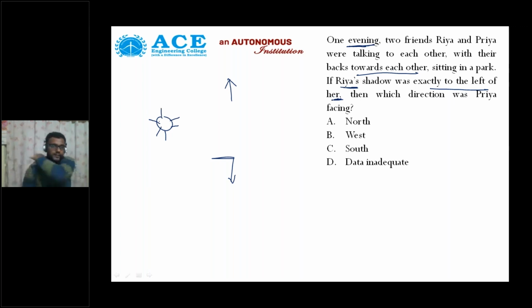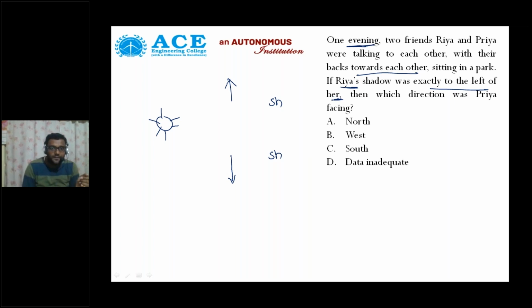So as it is evening, we have to make sure the shadow will be in the east. Fine. Now we should arrange Ria. Ria and Priya both are there. Ria we have to place in such a way that the shadow is to her left.